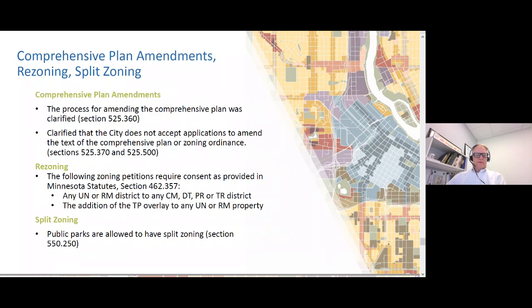We, in cities of the first class in Minnesota, still have a statutory requirement that when rezoning from a residence district to a commercial or industrial district, consent signatures are required in order to proceed with those rezoning applications. There's clarity that the UN and RM districts are essentially residential districts for that purpose, and the others, CM, DT, PR, and TR, are commercial districts that require signatures when going from one to the other.